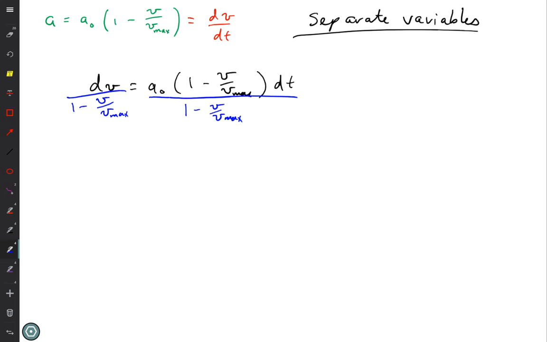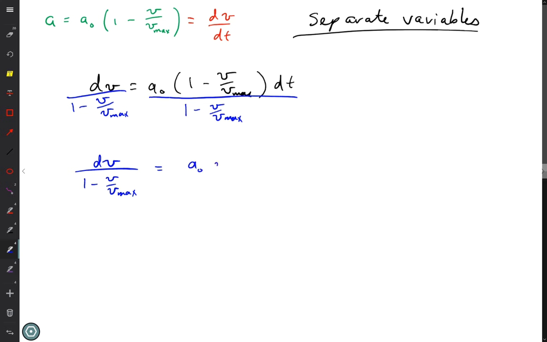I would have had a 1 over v term. Well, that didn't get rid of the v on the right-hand side. Just made it 1 over v. So I have to go like this. So now I have the equation dv over 1 minus v over v max equals a0 dt. Now it's completely separated. I have two sides of the equal sign that are independent of each other but equal.